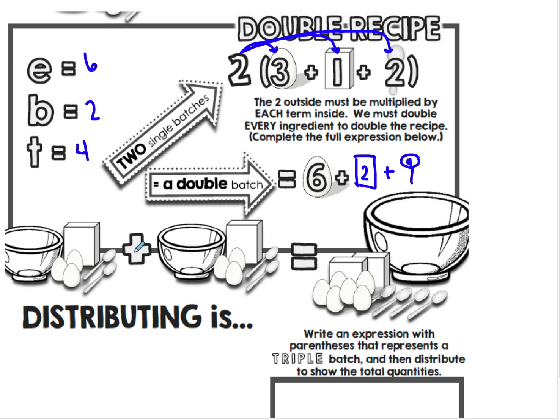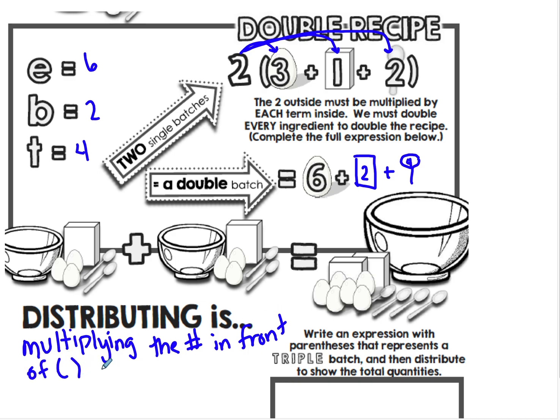Okay. And then here it says distributing is, and we're going to write multiplying the number in front of parentheses by everything in our parentheses. Okay, and then it says write an expression with parentheses that represents a triple batch and then distribute to show the total quantities.